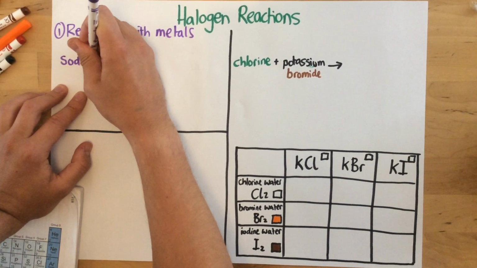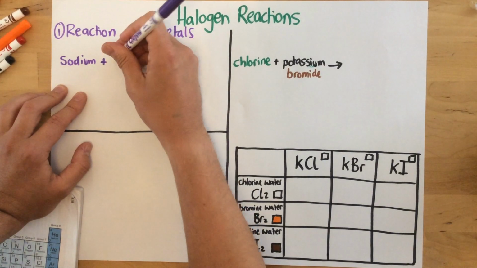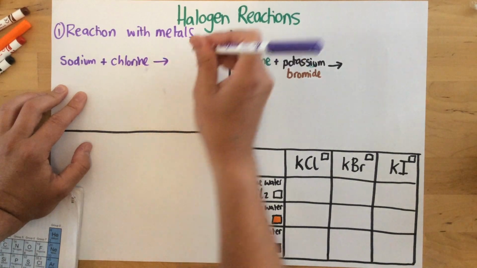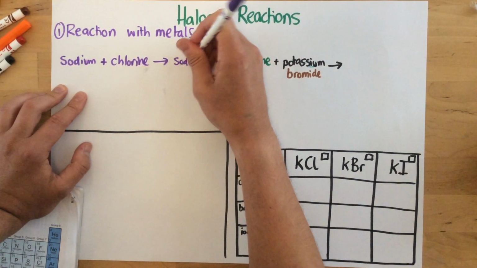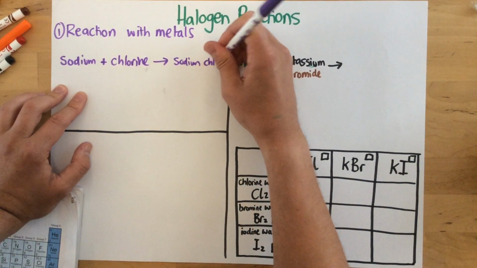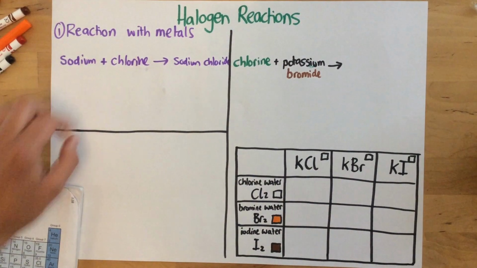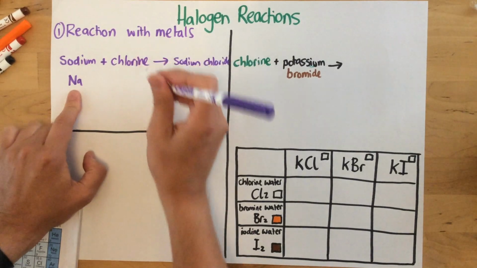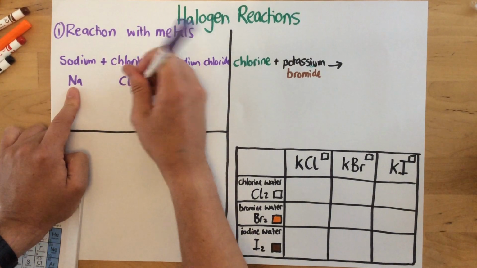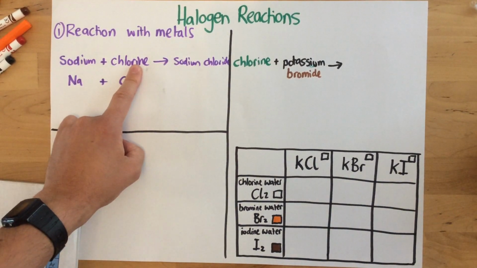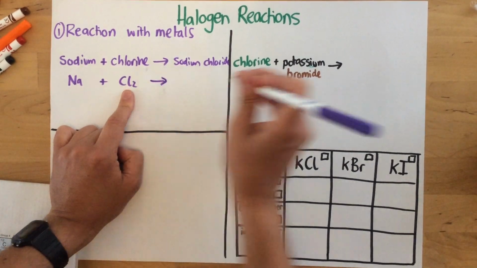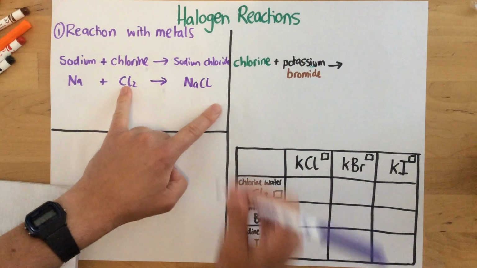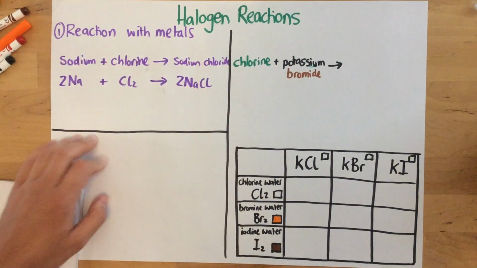So here's an example: sodium plus chlorine makes sodium chloride. Just to show you the symbol equation underneath, the metal is all by itself, chlorine here is our halogen, and we're forming sodium chloride. Now just to balance it, I need to do this.